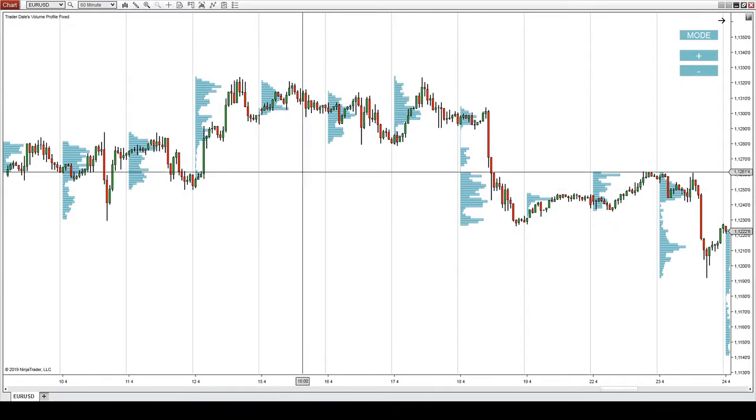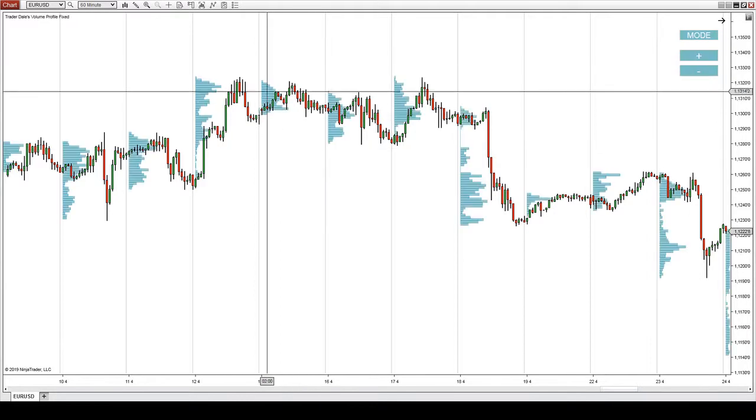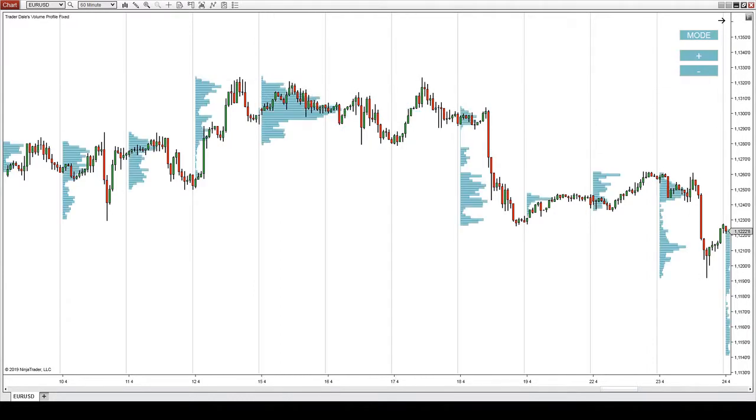You can also merge those. And you see that this whole area is one big D-shaped profile with point of control in here. From this point of control, strong selling activity starts, and there is a thin profile. Afterwards, a really small D-shaped profile, temporary balance between buyers and sellers.